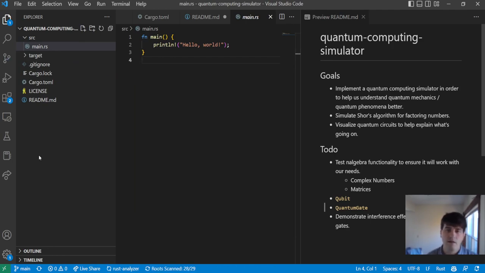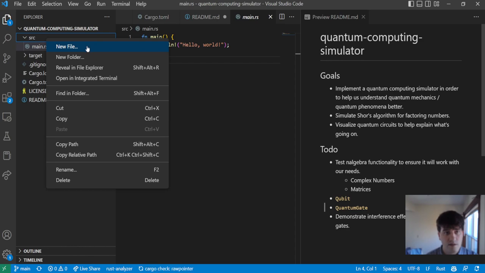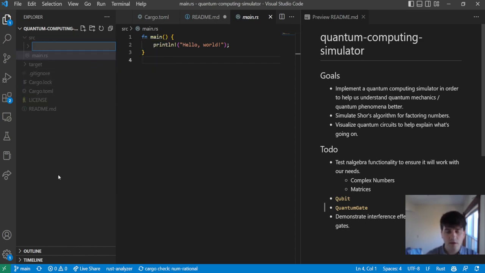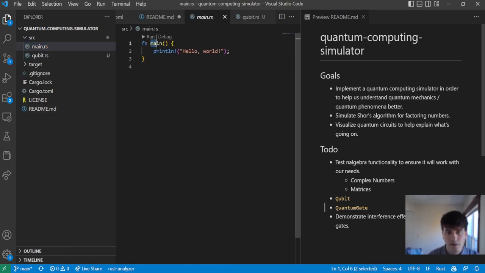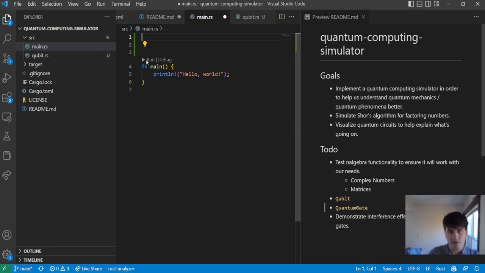Let's start by implementing qubits. And in order to do that, we're going to need complex numbers, and we're going to need matrices. So let's start there. And I'm not going to do what I've done in my last few repos because it's felt a little redundant. I'm just going to not have submodules and keep everything in the same source folder.